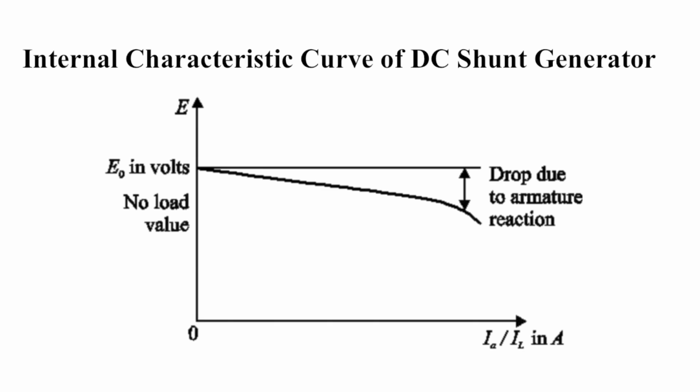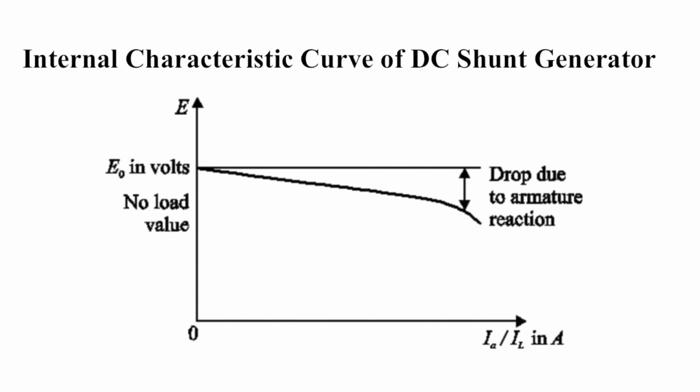The internal characteristic curve for a DC shunt generator, let us see how it is plotted. The internal characteristic is plotted as E versus IL, that is EMF and load current. Ideally, the induced EMF is not dependent on the load current or armature current Ia, but as the load current increases, the armature current increases to supply the load demand. As armature current increases, armature flux increases.